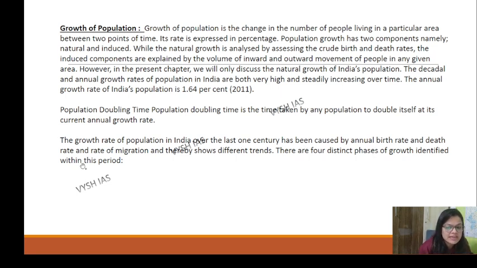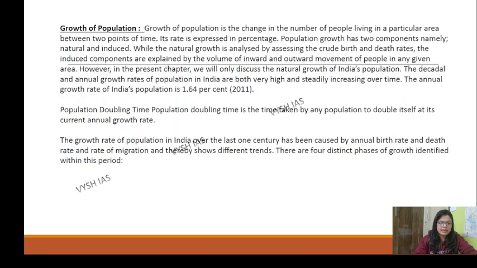The growth rate of population in India over the last century has been shaped by annual birth rate, death rate and induced migration, and thereby shows different trends. So you cannot say that there's always a steady rise. There are various phases of how the population grows. Believe me, this topic, the growth of population, is very important in this chapter. I'll give it 15 minutes and make it very clear to every one of you.